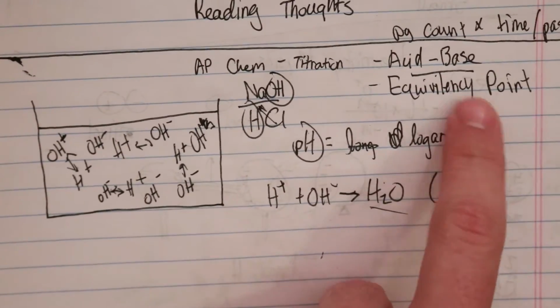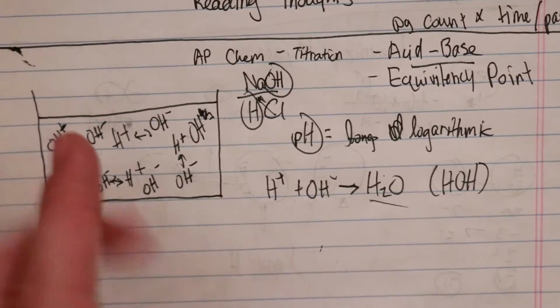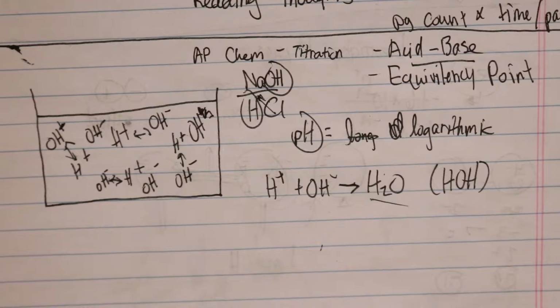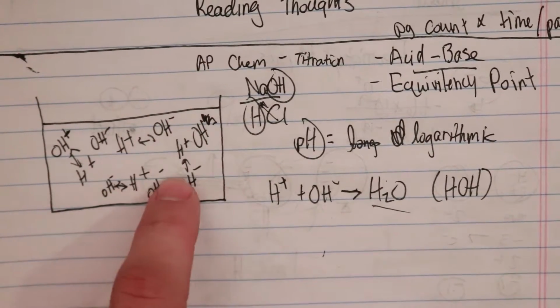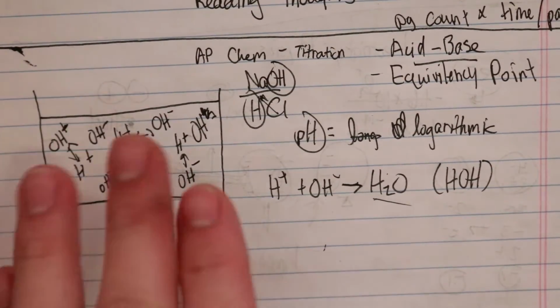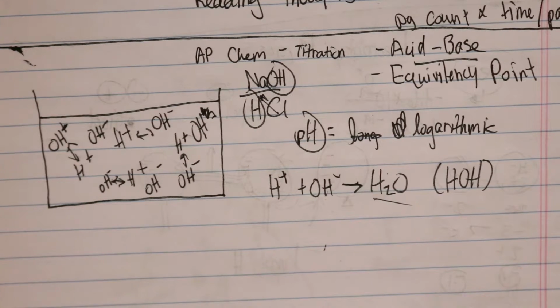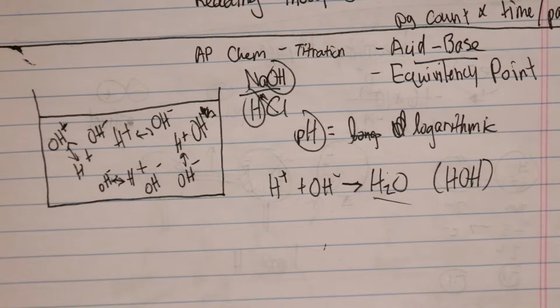This equivalency point is when you've added enough of these two substances that they are at the pH of 7, that the amount of hydroxides equals my amount of hydrogen. And when we do our math, that's going to be extremely important, as we can figure out the molarities of things based on that. So that's kind of titrations part 1.